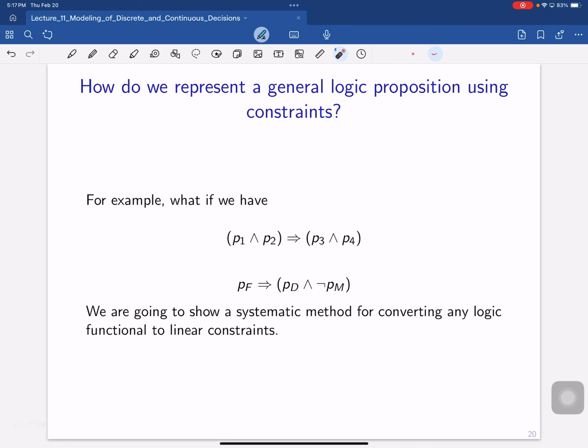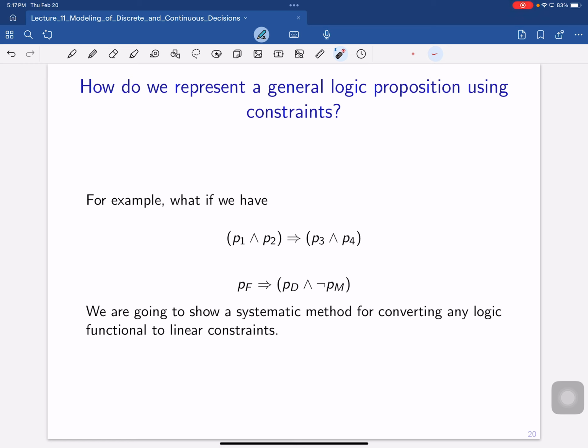Now the question we will answer in the next few slides is, how do we represent general logic propositions using constraints? We've already represented all these basic logic conditions using constraints. Now if I give you some very complicated logic conditions, like this one: if P1 and P2 are both true, then they imply P3 and P4. How do we represent this using linear inequalities?